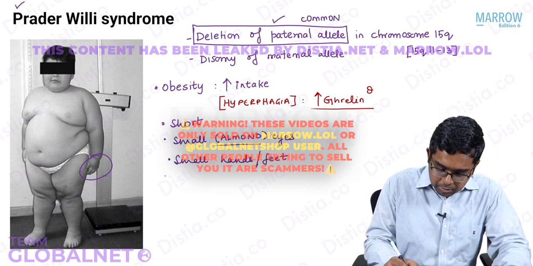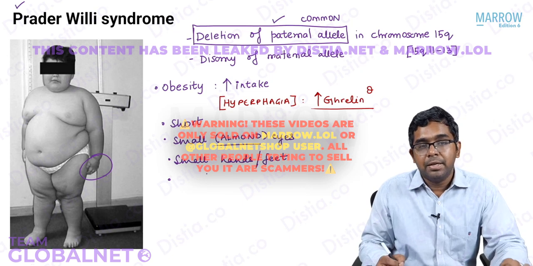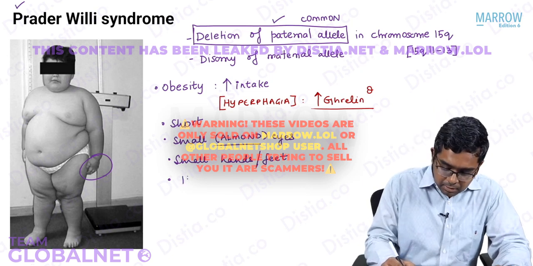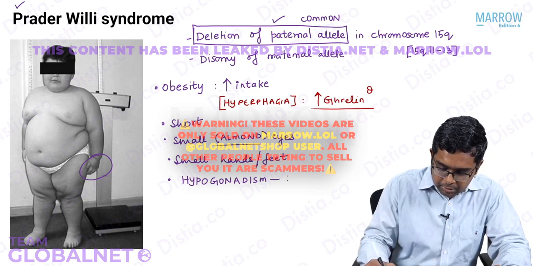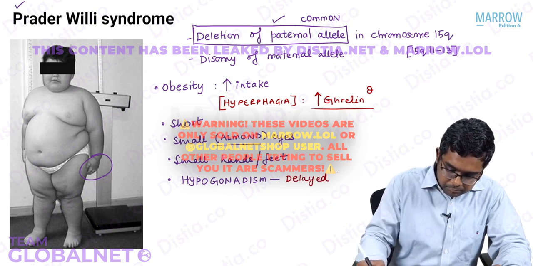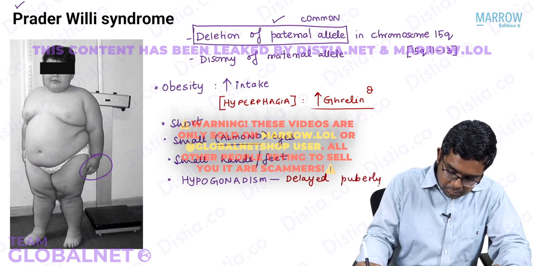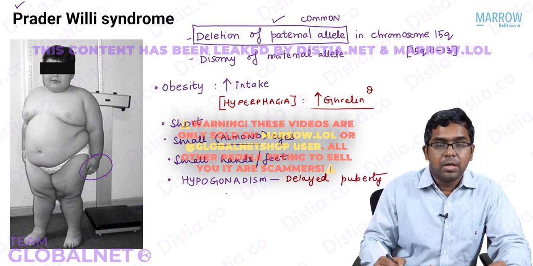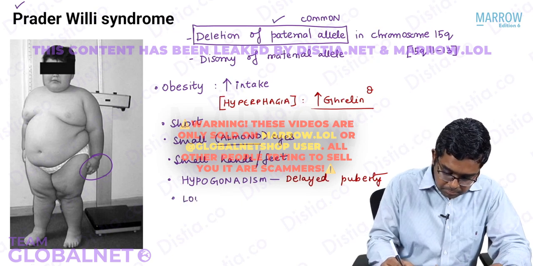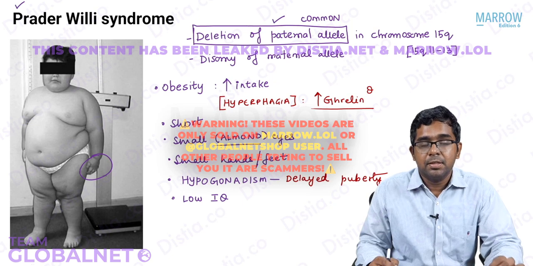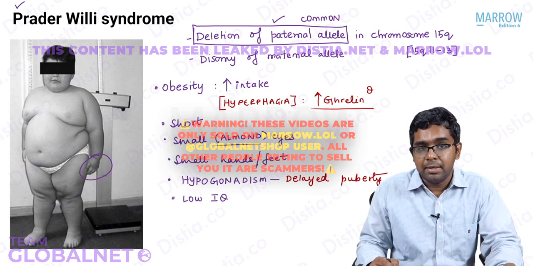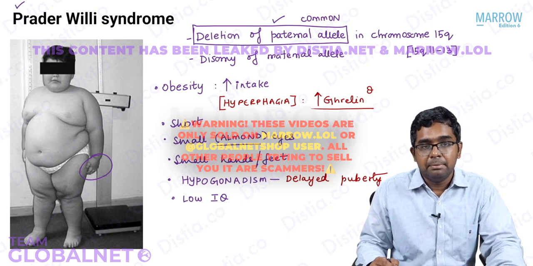The next important point is they don't have properly developed gonads, resulting in hypogonadism, and because of which they also have delayed puberty. These children also have associated low IQ. So these are the most important features of Prader-Willi syndrome that one should know about. The commonly asked exam question is deletion of which allele? It is the paternal allele. Remember, P for Prader-Willi and P for paternal allele.